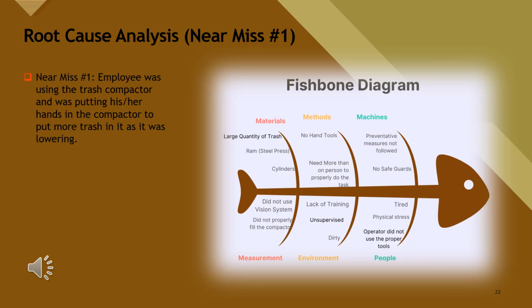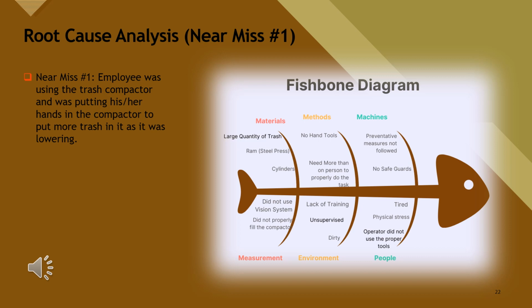Now looking at the root cause analysis of near miss number 1, you can really get deep in the understanding of what has happened in this near miss with the materials, methods, machines, measurements, environment, and people. Those are the 6 tails of the fishbone. The machine itself has preventative measures that were not being followed. No safeguards. Those 2 alone can be prevented.